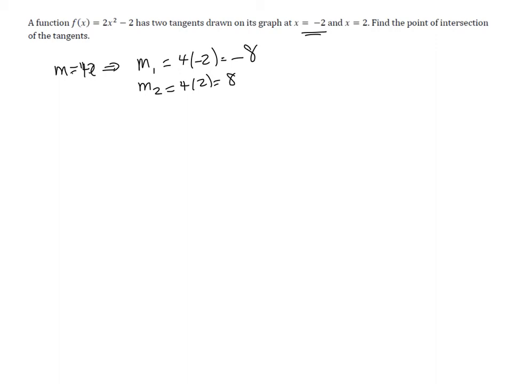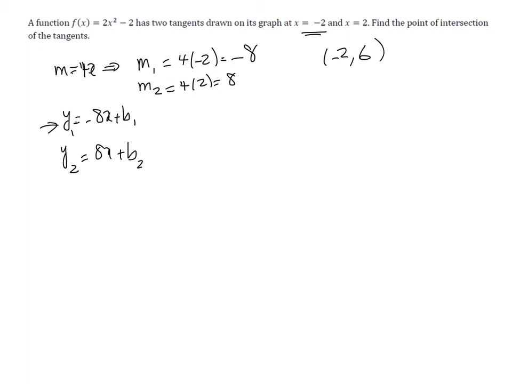So the first equation becomes y equals -8x plus b, and the second equation becomes y equals 8x plus b. Let's say b1 and b2, different y-intercepts. To find the y-intercept of the first equation, I know that it goes through the point at x equal to -2, but we can find the y-coordinate of this point. We know that -2 is the x, so I put it back in the equation. I get 2 times -2 squared, which is 4, so it's 8 minus 2, which is 6.